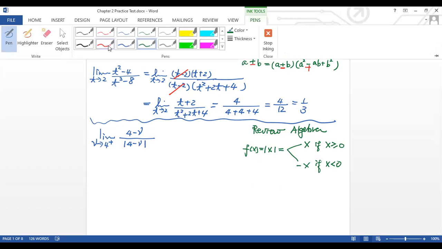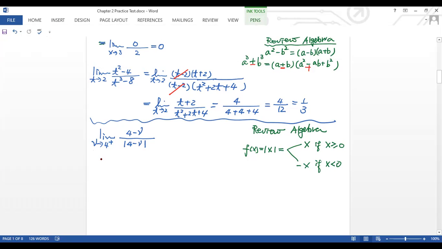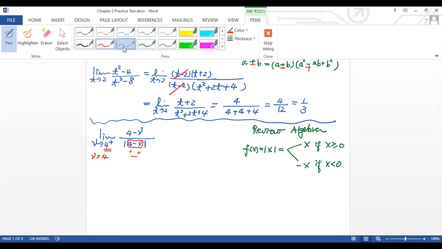Okay, now let's take a look at this one. Here v approaches 4 from the right-hand side. What does that mean? It means v is a little bit greater than 4, because we approach from the right-hand side. So what is inside this absolute value going to turn out to be? It's going to be negative, correct? Because v is greater than 4.